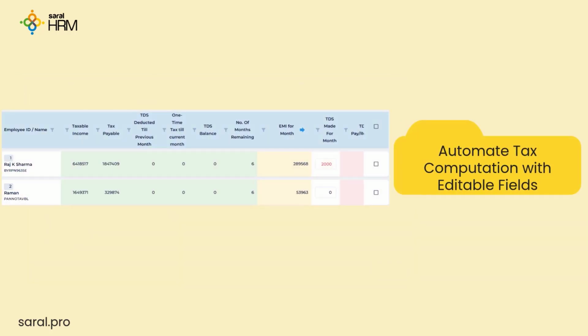Manual income tax calculation leaves room for error. Saral HRM automates the process, calculating taxes based on salary, exemptions, and deductions, while allowing you to edit values anytime for complete control and flexibility.